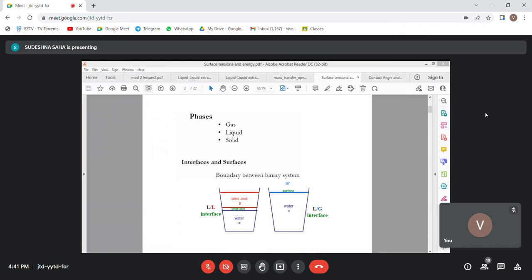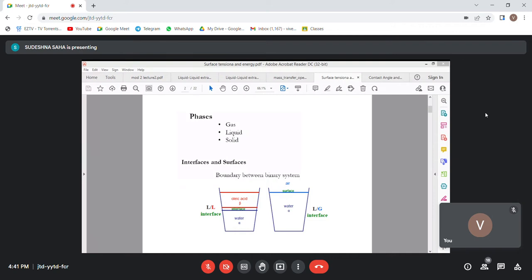Because contact angle is usually an experimental parameter to find out, most often we actually use contact angle data in order to calculate the surface energy. And there are several correlations available in the literature, and we will try to see some of them because there is a wide variety of equations, or correlations, available between surface tension and contact angle.